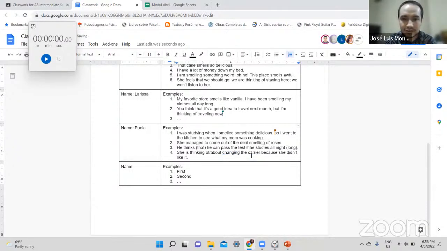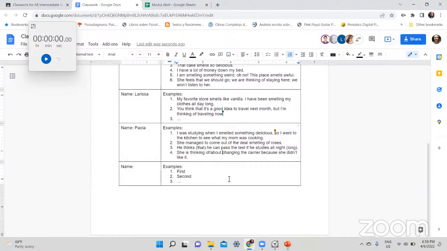All right, changing over there. Why? Because after every preposition, you are always going to use the verb with ing. So she's thinking of or she's thinking about changing the career because she didn't like it. I think that's very good. Okay, I don't have any more observations. I don't know if you have any questions about these observations, but let me know, please.